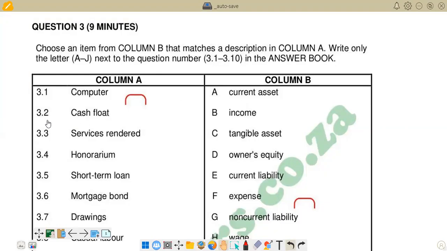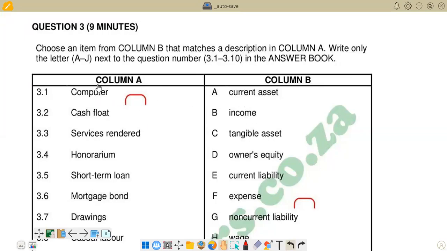Then we are now on question 3, and on question 3 it reads, choose an item from column B that matches a description in column A. Write only the letter A to J next to the question number 3.1 to 3.10 in the answer book. So this is what we have. So we are going to match what we have in column A with the information that we are given in column B. So for a computer, we go down the description that we are given there, and see which term fits for computer.